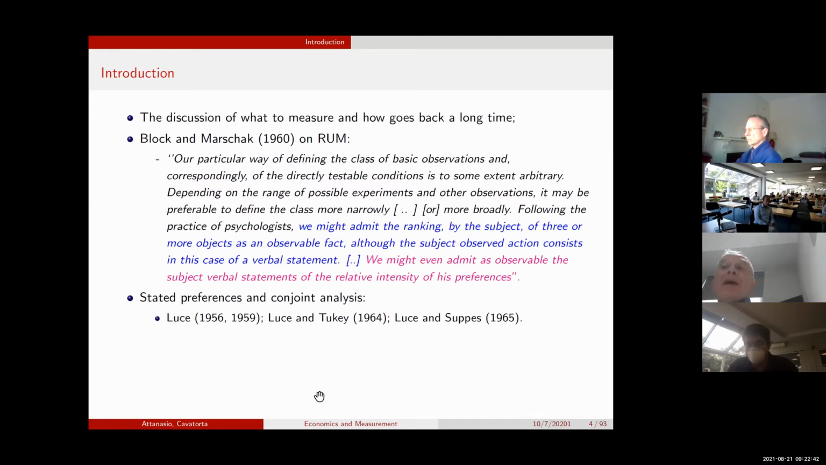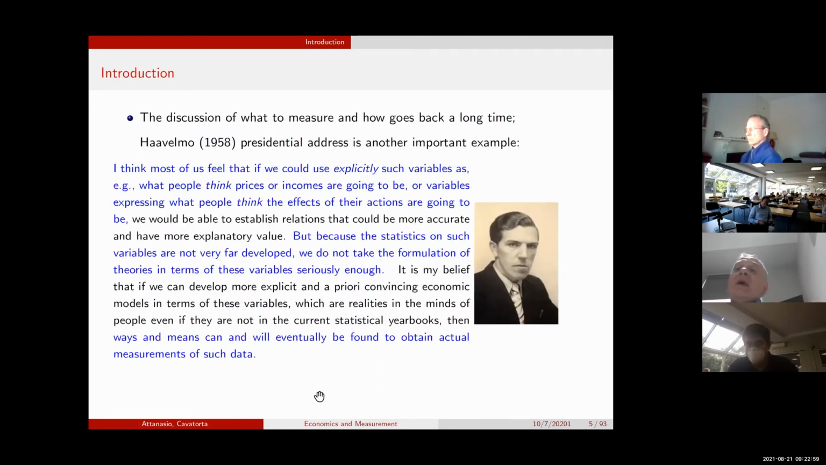And then they go on to say we might even admit as observable the subject's verbal statement of the relative intensity of his preferences. And there are some related papers by Luce and Tukey, Luce and Suppes. A beautiful cite is by Marschak. This is the 1958 presidential address to the Econometric Society, in which he talks about the need to go beyond revealed preferences.